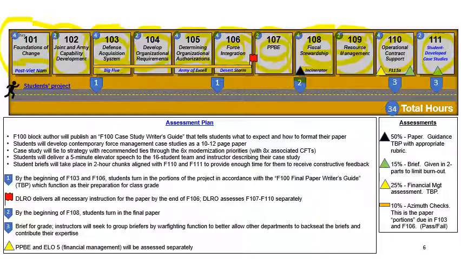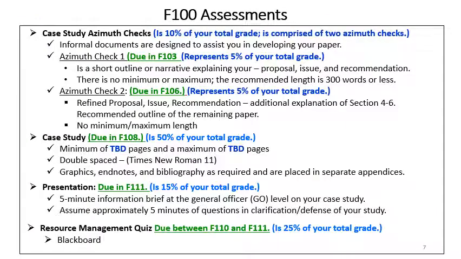I mentioned the force previously. I'll show you how those lay out across time. This just shows you the detail on your assessments. So again, your first azimuth check in F103, 5%. Second azimuth check, F106, second 5%. So between the two of them, 10%.